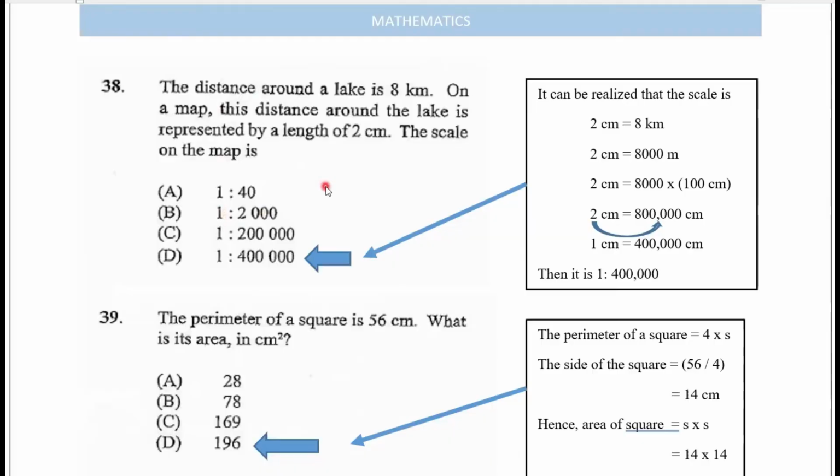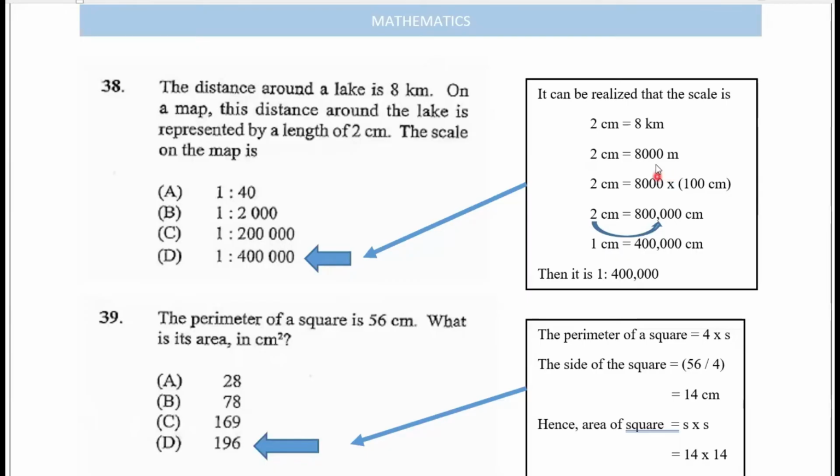38. Distance around a lake is 8 kilometers. On the map, this distance around the lake is represented by 2 cm. The scale on the map is. So if you look at it here, 2 centimeters is 8 kilometers. Converting kilometers to meters, be 8 by 1,000. 1,000 meters make 1 kilometer. You get 8,000 meters. So 2 centimeters is 8,000 meters.